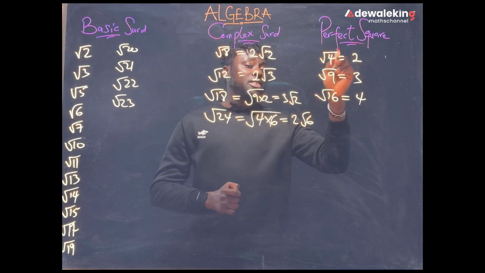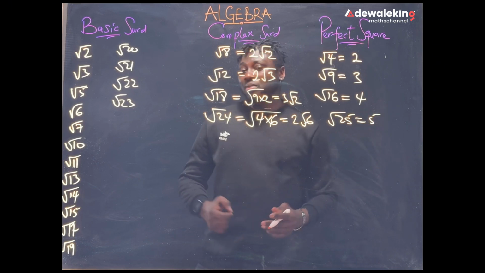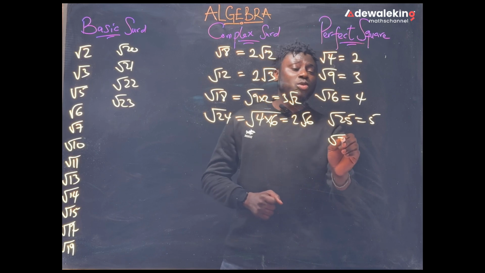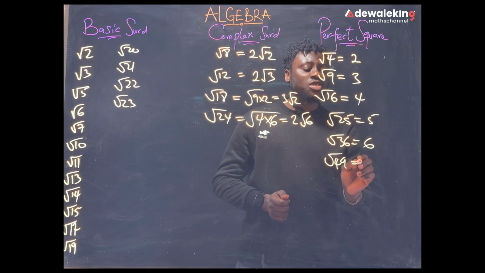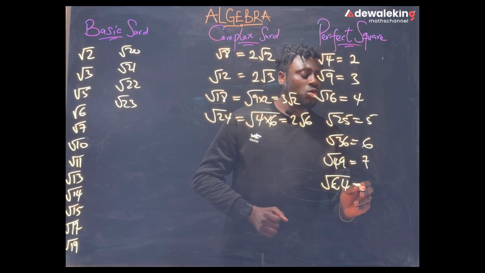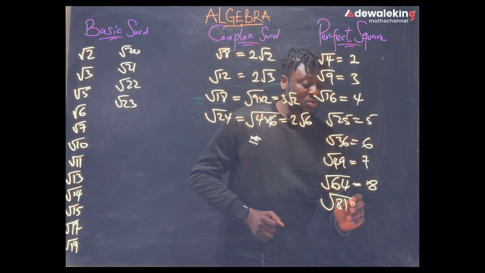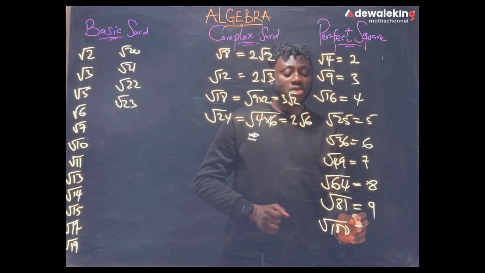Root 25 is a perfect square. Root 25 is equal to 5, and that is a perfect square. Other perfect squares include root 36, which is equal to 6, root 49, which is equal to 7, root 64, which is equal to 8, root 81, which is equal to 9, root 100, which is equal to 10.